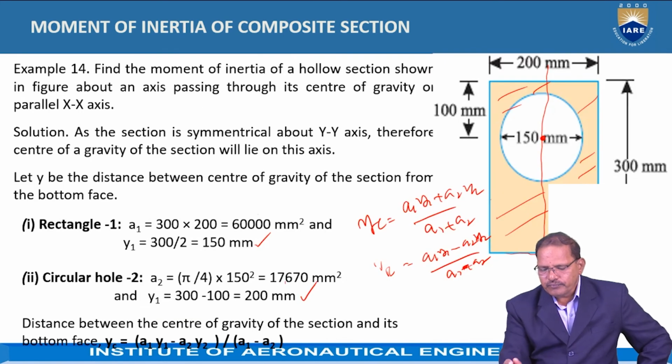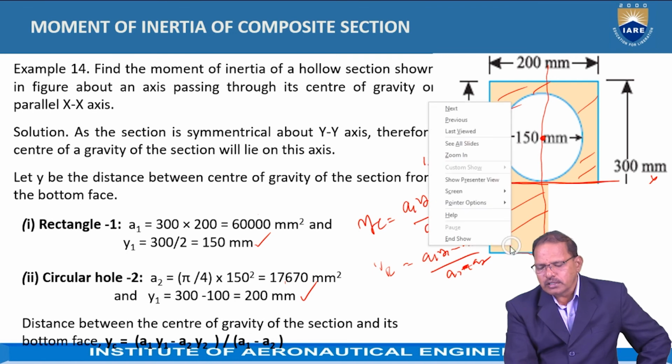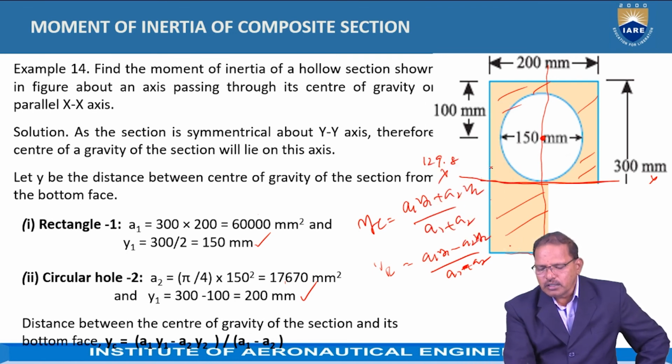Here it is at a distance of 129.8, this is known as the central axis. The center of the rectangle is at a distance of 150, that is, here y1 is equal to 150.